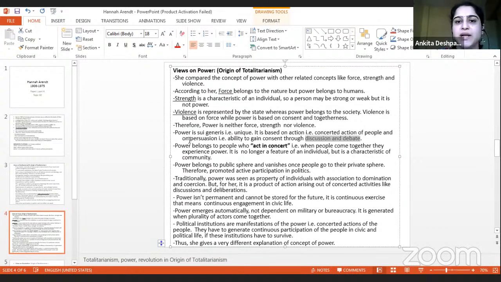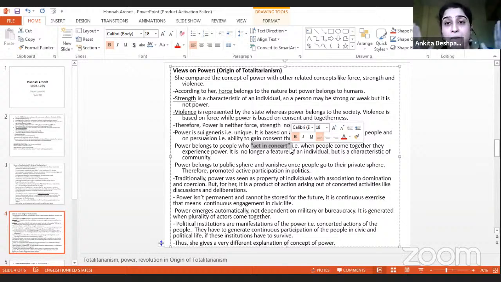How do you persuade somebody? Through talking to them, through discussions, through logical reasoning with them. So there is discussion and debate through which consent is created, because there is no violence, there is no force, there is no state. Power is sui generis. Power is when you act in concert. So for the first time, she's saying that listen, power is different from force, power is different from strength, power is different from violence, because violence is done by the state. Violence is state related, but power is sui generis, meaning it is unique. It is when we act in concert.